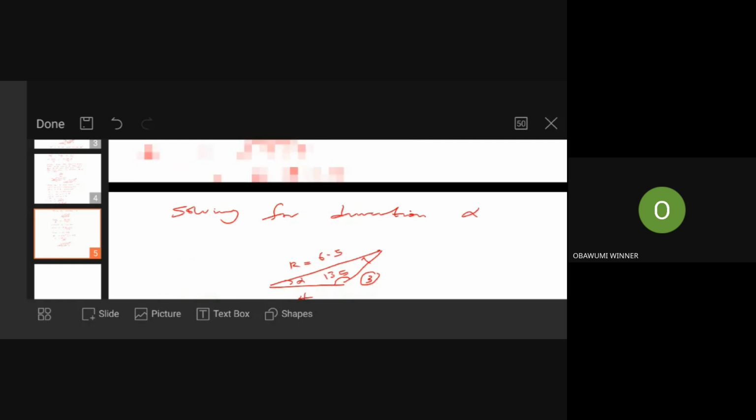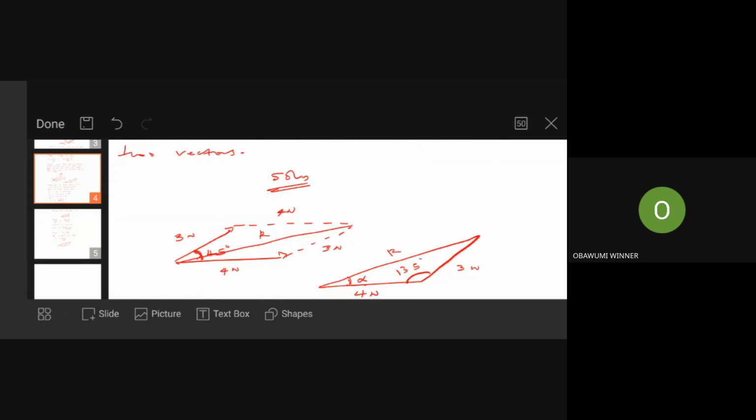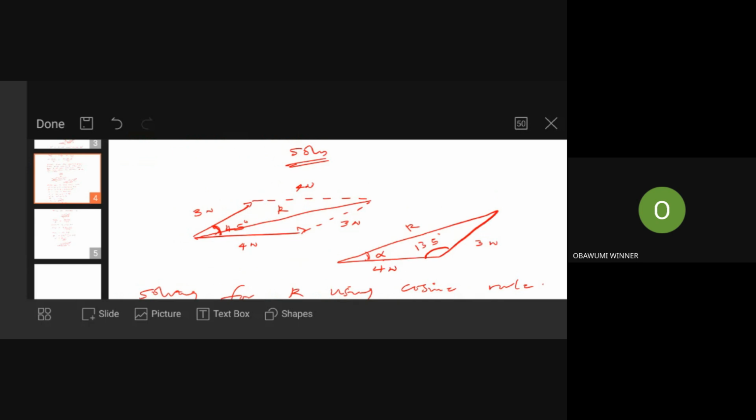Notice I used the cosine rule in solving for the resultant vector itself, and then I used the sine rule in finding the direction of the vector. So this is how the question is done, and I want to believe you understood that.